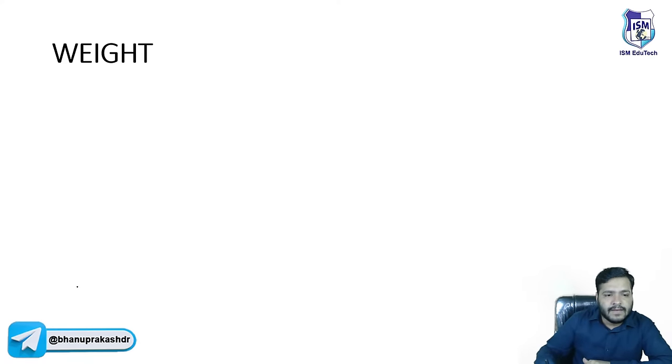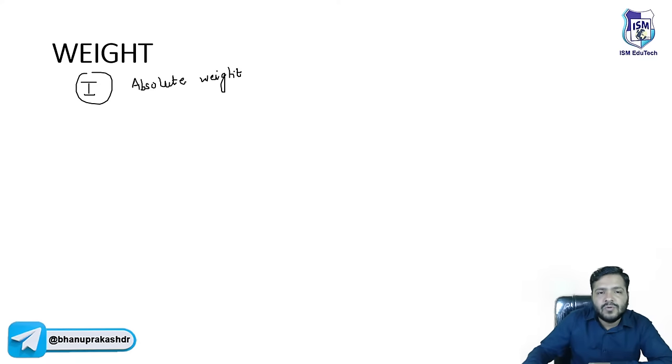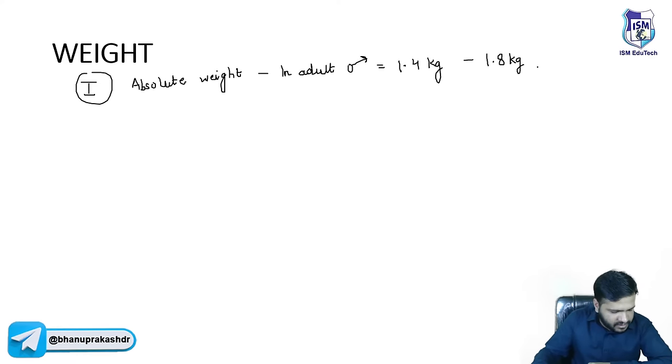Now weight. If we talk about the absolute weight, can anyone tell me what is the absolute weight of the liver in men? Anyone guess? Remember, in adult males, it is 1.4 kgs. Yes, Osama, very good. 1 kg 400 grams to 1 kg 800 grams, approximately this.